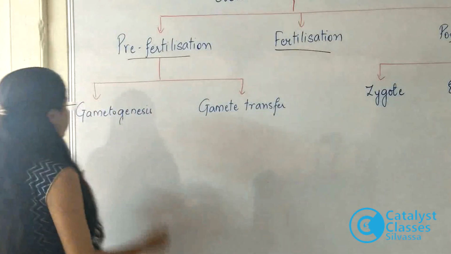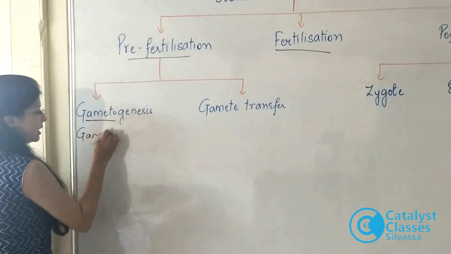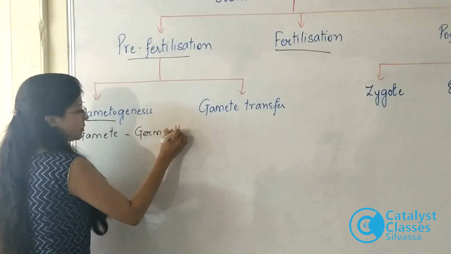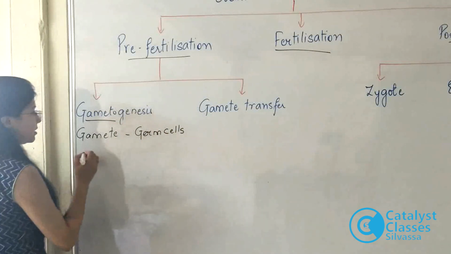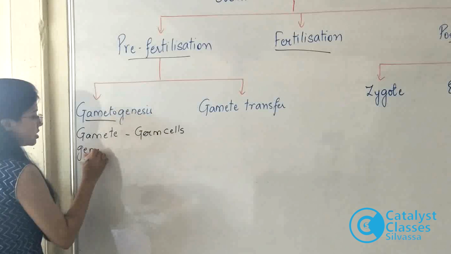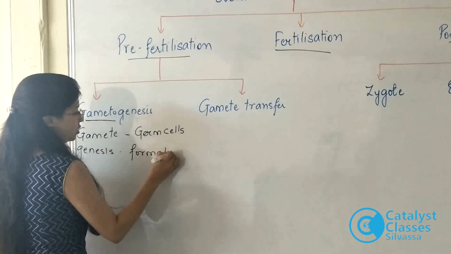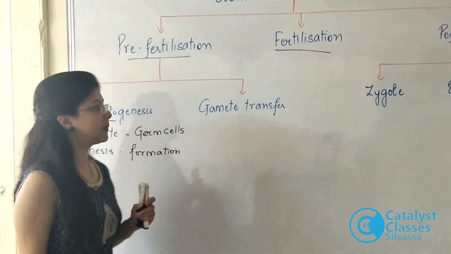Now, as the name says, gametogenesis includes two words. One is gamete, which means the germ cells. That means the sperm in case of males and egg in case of females. And genesis means formation. So, the process of formation of the germ cells will be termed as gametogenesis.